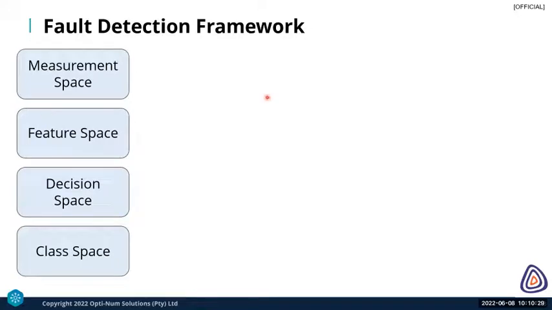We could also look at fault detection more formally in terms of a framework. Here, we've split out fault detection into four different spaces, and this consists of the measurement, feature, decision, and class spaces. I'll go on to explain that in a little more detail.